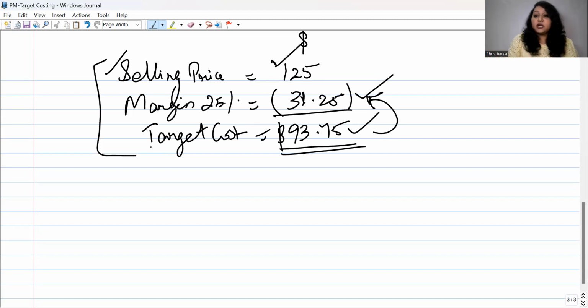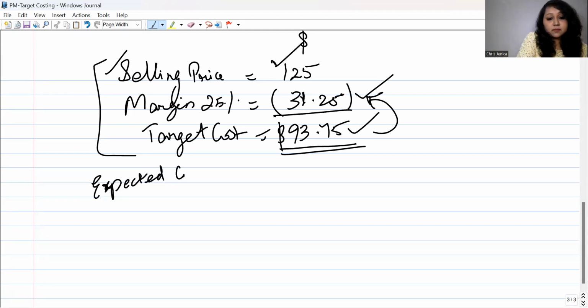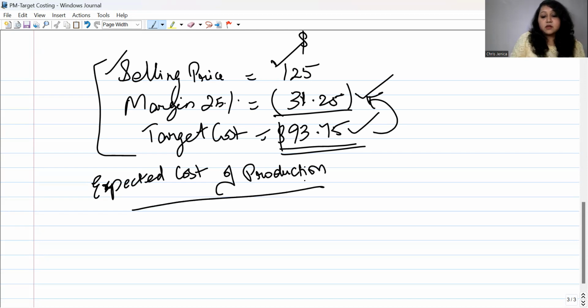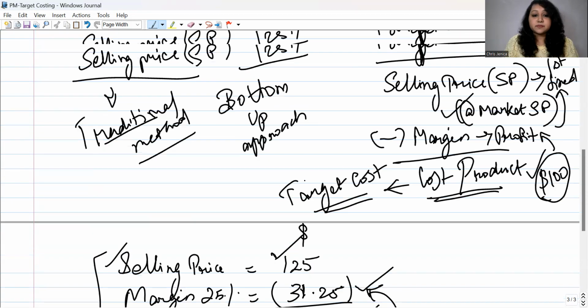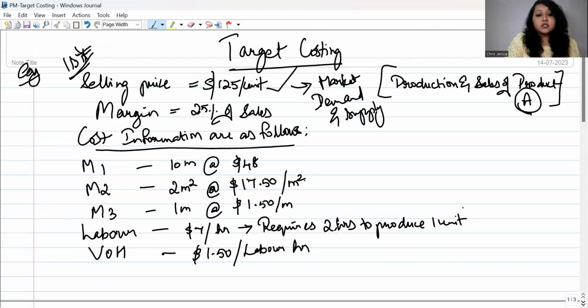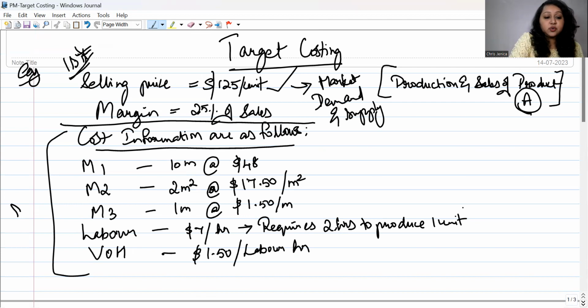This is the assumption we have made now. Now, you know the material costs, the expenses, and the labor costs that you're going to incur. Now let's calculate the expected cost of producing your product A. Expected cost of production. So how are we going to calculate this? Now we have cost information as follows. These are the actual costs that you're going to incur.